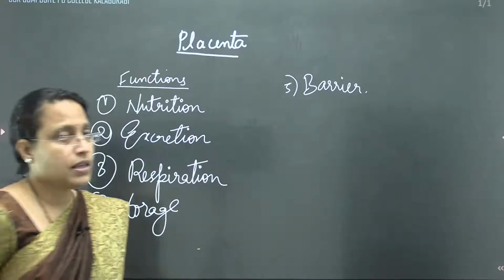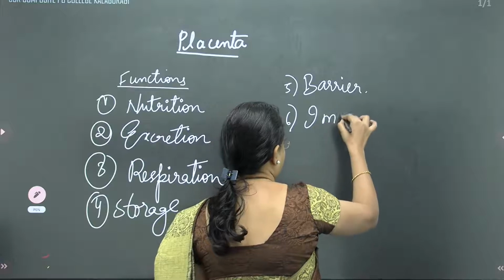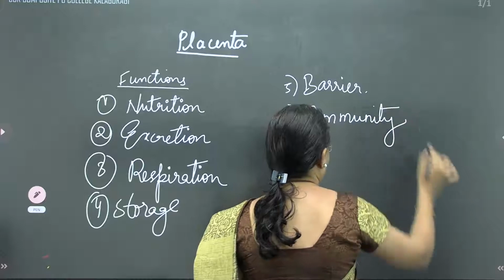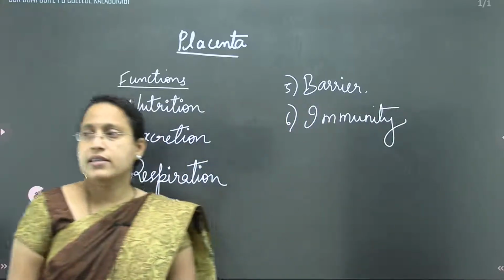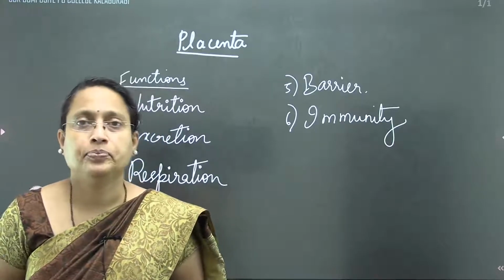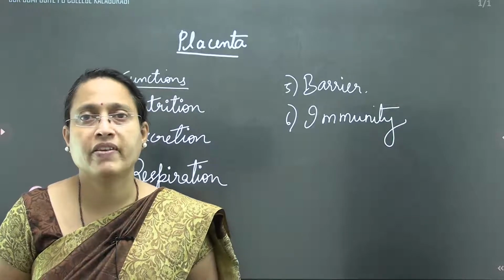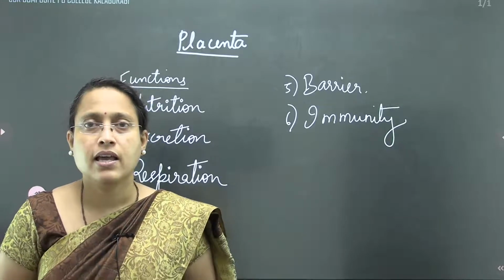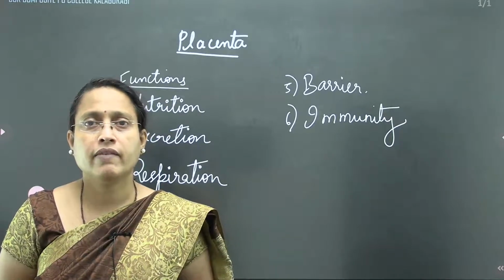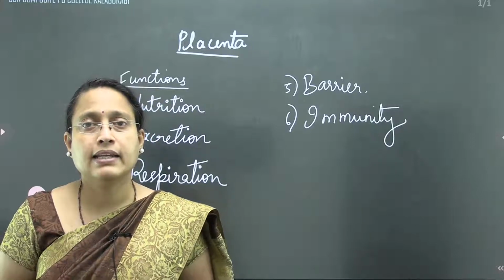So next is immunity. So what is immunity? Immunity is nothing but prevention of formation or prevention of occurrence of disease. The developing fetus's immunity is not well developed. It means that it can get diseases.